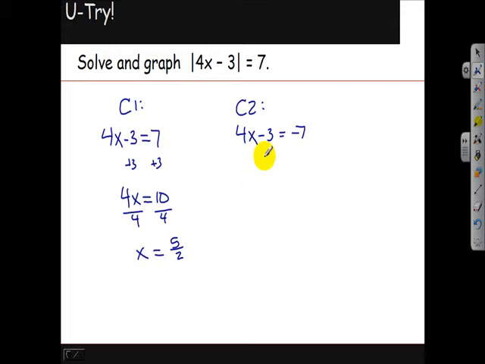Case 2, if I add 3 to both sides, I get 4x equals negative 4, and divide by 4, and I get x equals negative 1. So I have two solutions here. I have 4 and I have negative 1.